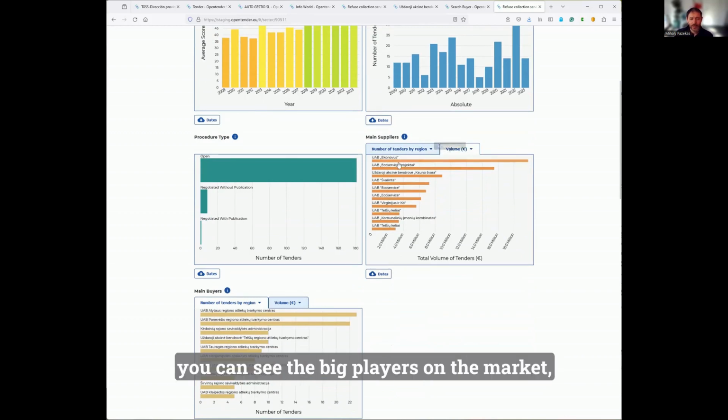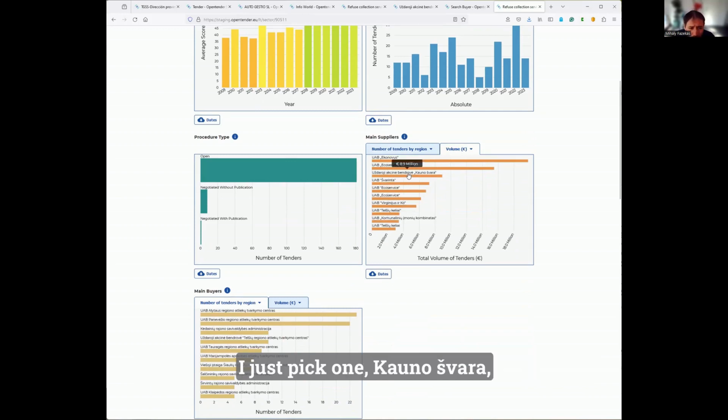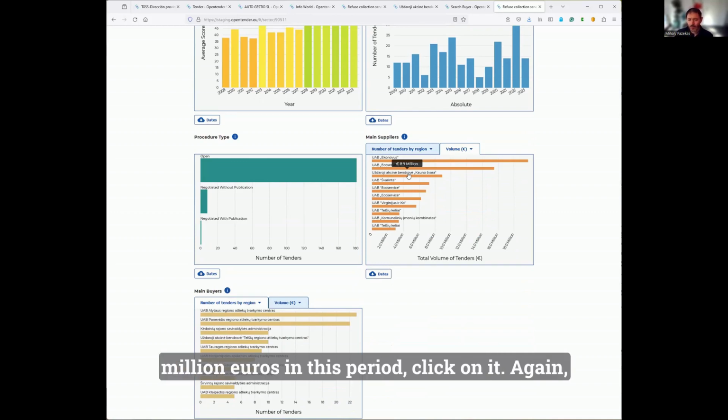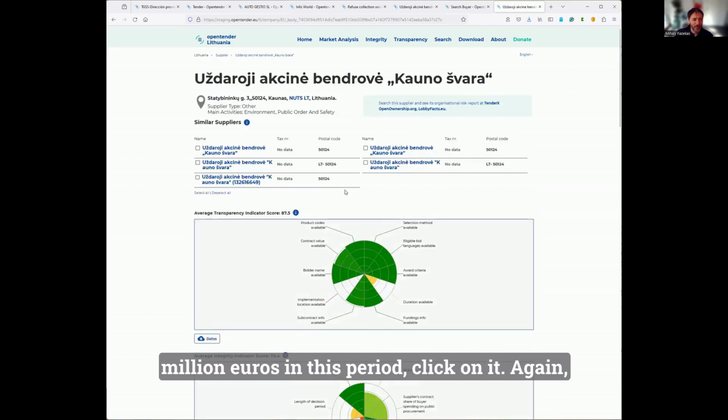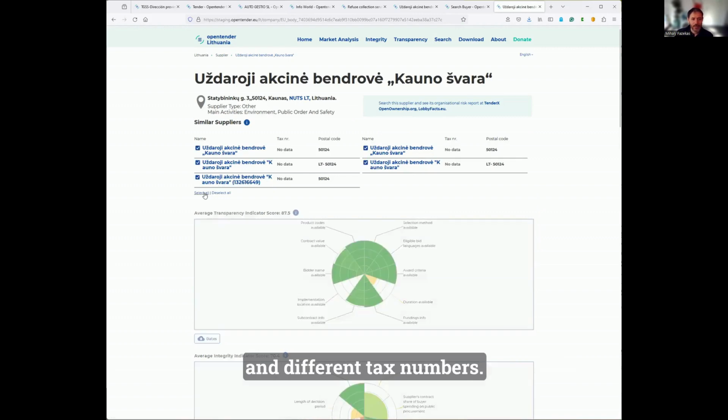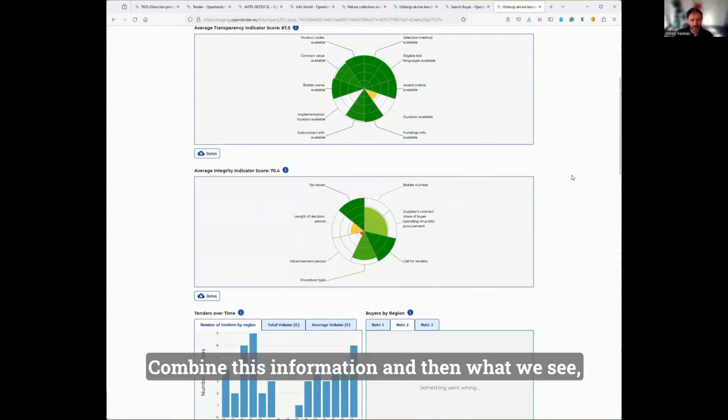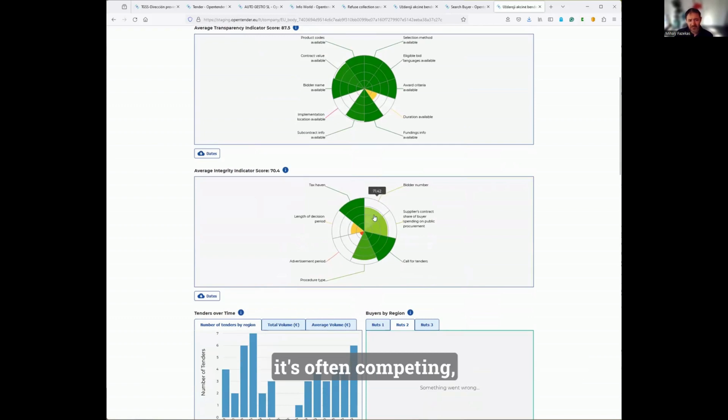So basically, you can see the big players on the market, and you can just start exploring every one of them. I just pick one. Kauno Svara, which is a company winning close to 9 million euros in this period. Click on it. Again, it trades on different addresses and different tax numbers. Combine its information. And then what we see, it's often competing, right? So the bidder number integrity is 71. So that means in 29% of the tenders it was single bidding, in 71% there was competition.